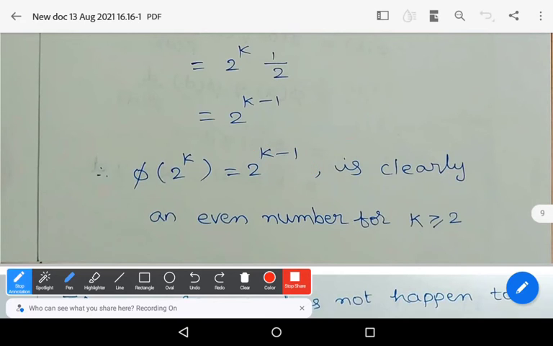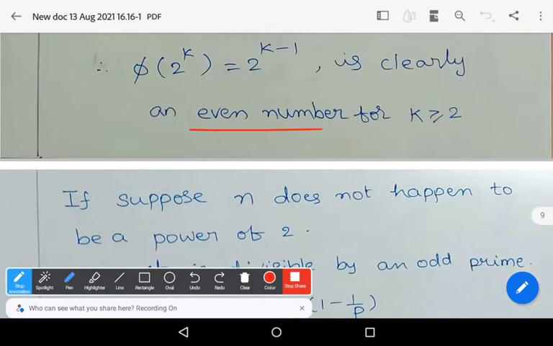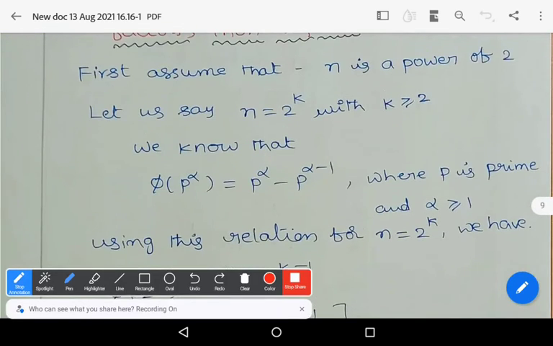Therefore, pi of 2 power k is an even number. If pi of 2 power k is an even number, what is 2 power k? It is n. So pi of n is an even number. Right, this is the first part. We assume that here n is a power of 2.